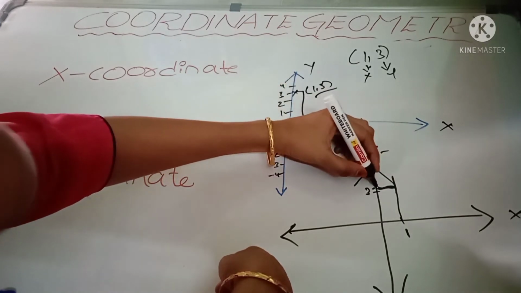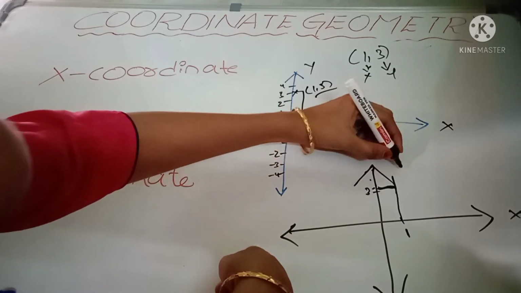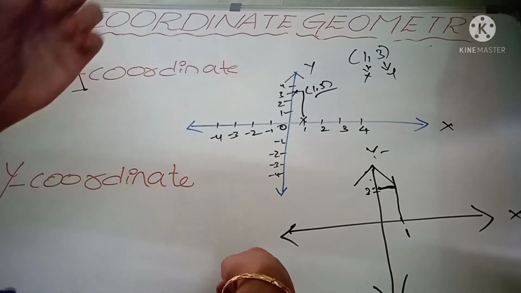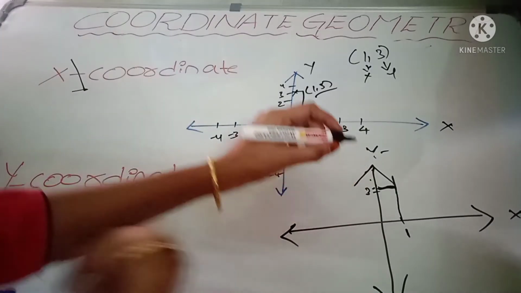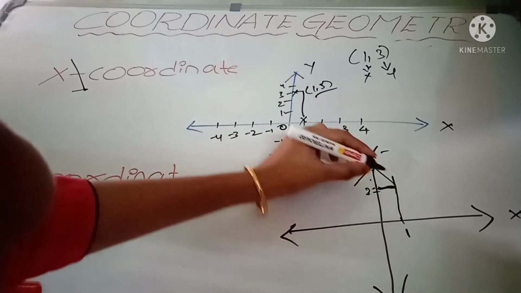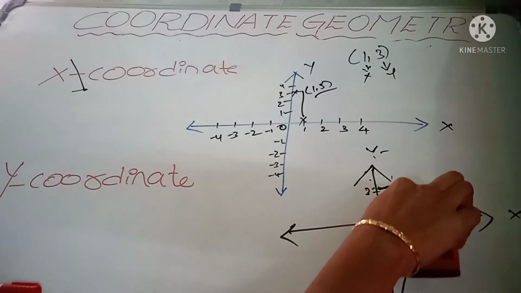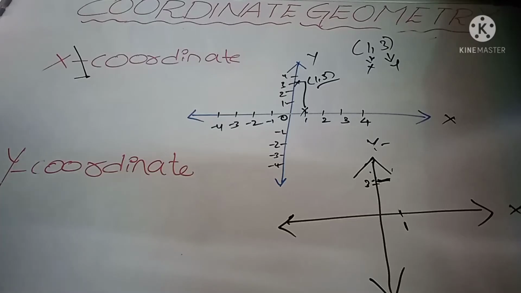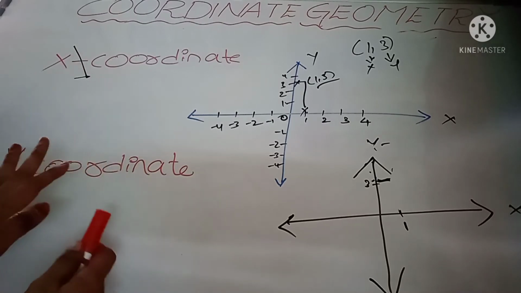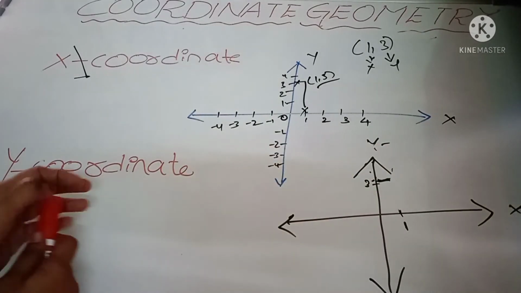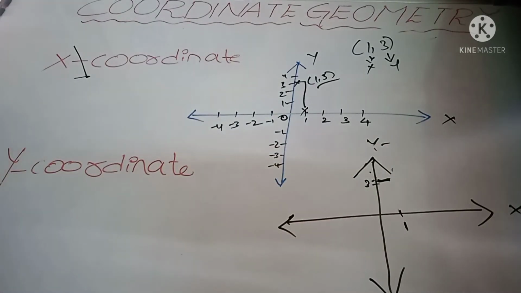So the distance of a point from y-axis is known as x coordinate. And what is y coordinate? Means the distance of a point. See here, this is 1. So next one, what is y coordinate? Y coordinate means the distance of a point from x-axis is known as y coordinate.